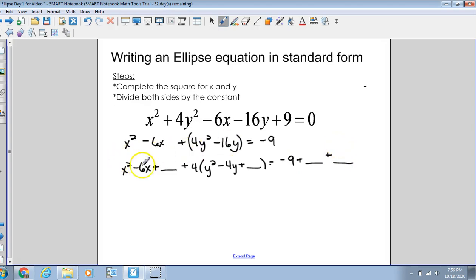Okay, now we can complete the square. For our x terms, when we take half of this negative 6, we're going to get negative 3. And when we square that, we get 9. And if we add 9 to the left side, then we have to add 9 to the right side.